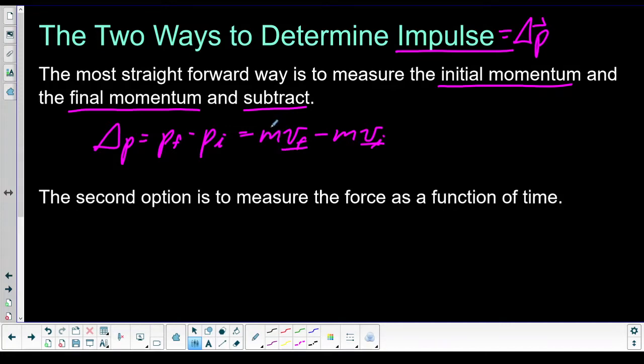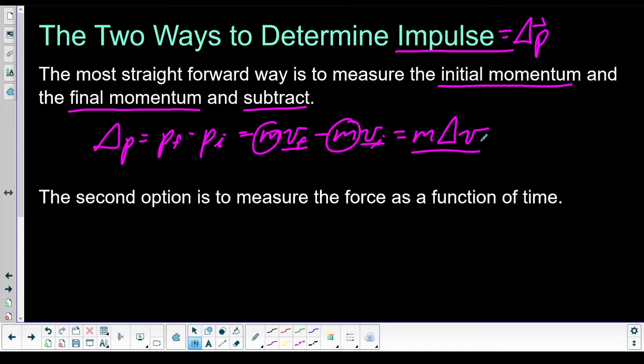So because this mass and this mass are going to be the same mass, one way you can think about your change in momentum is mass times change in velocity. This will get you pretty far.